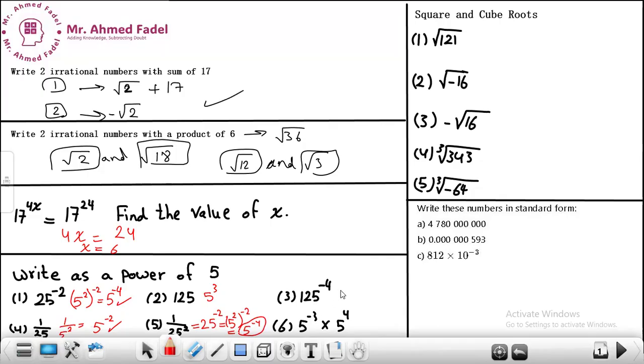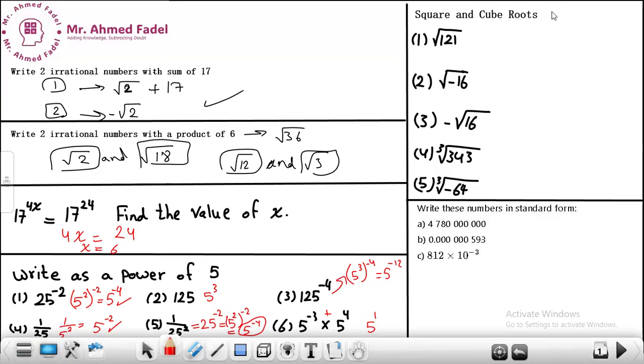Question 3 here, 125. Mister, I know that this is 5 to the power of 3, but all is to the power of negative 4, so 5 to the power of negative 12. This one here, oh, mister, in multiplication we add the powers. Negative 3 plus 4 is going to give you exactly 5 to the power of 1.